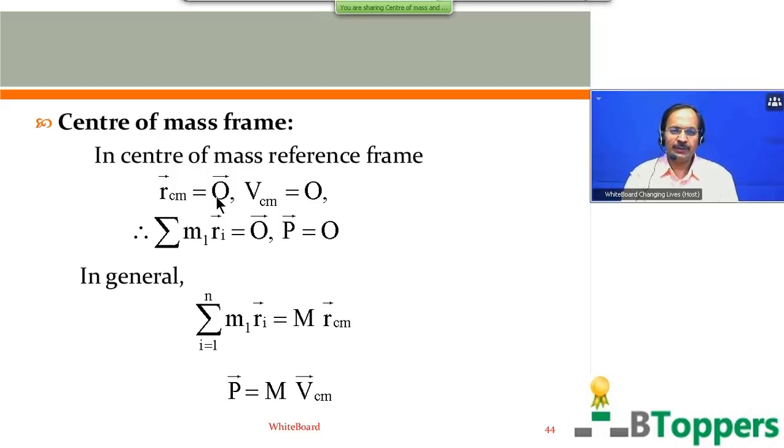So in the center of mass reference frame, R_CM bar is 0 bar and V_CM is 0. Therefore, sigma m_i R_i bar becomes 0 and P bar becomes 0. Come on, finish copying this. In case you need more time to copy this, you can take a pause and take your time.